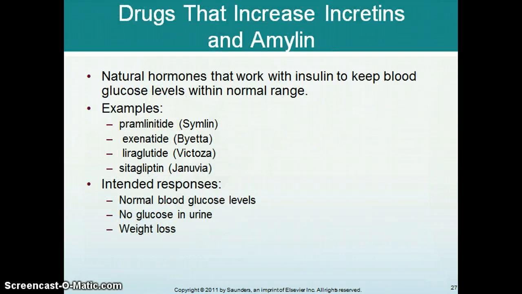Drugs that increase incretins and amylin. Incretins are a type of natural hormone that is produced in the stomach. In addition to insulin, it also helps lower plasma glucose levels. Amylin is a naturally occurring hormone produced by beta cells in the pancreas that works with and is secreted with insulin in response to glucose elevation. Amylin levels are deficient in patients with type 1 diabetes and in patients with type 2 diabetes who are also deficient in insulin. Examples here include pramlintide.